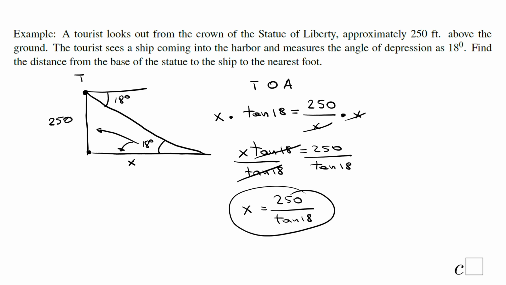Now we don't need this. We need to do an approximation to the nearest foot, but obviously we need this for finding the answer they're looking for. So we're going to do 250 divided by tangent of 18 degrees, and I end up with 769 to the nearest foot. That is the approximation, 769 feet. That is how far away from the base of the statue the ship is.